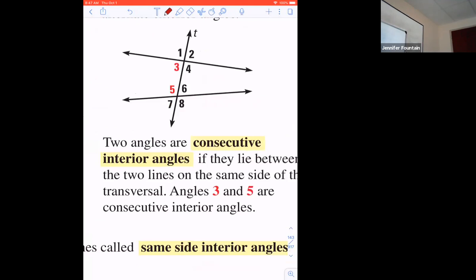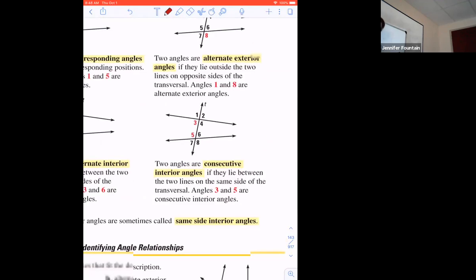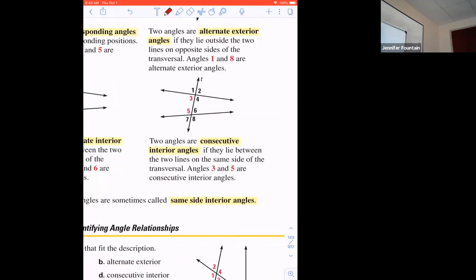And then we had consecutive interior angles. And remember, consecutive interior angles are located on the same side of my transversal, and they are both located inside my lines that are being crossed over. And what did we learn that consecutive interior angles add up to equal? 180 degrees, good. All right, and it says consecutive interior angles are sometimes called same side interior angles. So that's a way to remember it, that when you see these that are on the same side interior, we know that those are consecutive interior angles, okay?